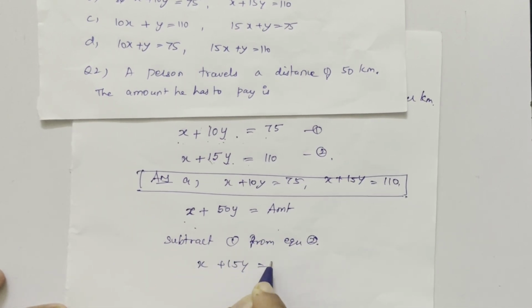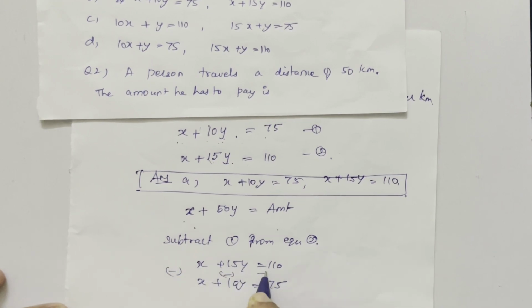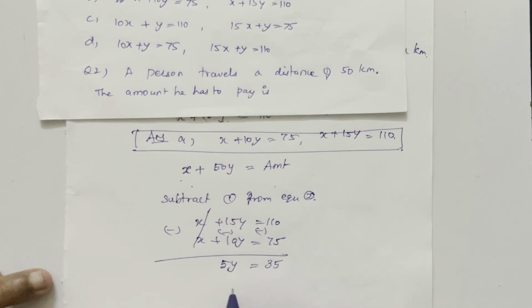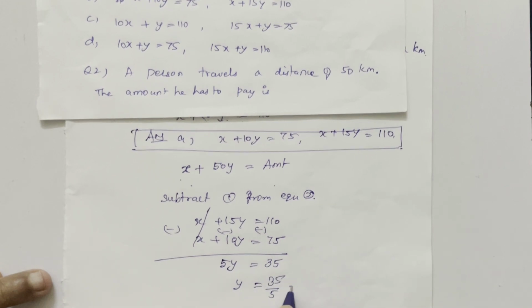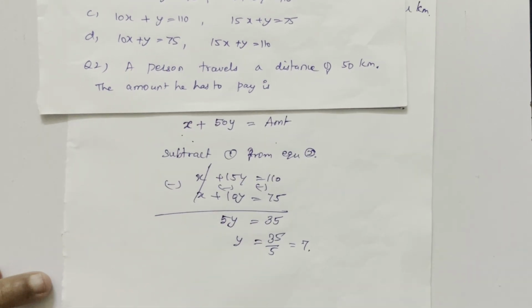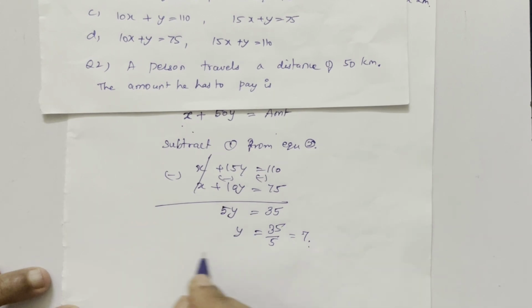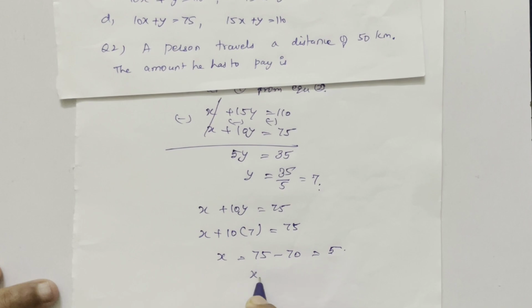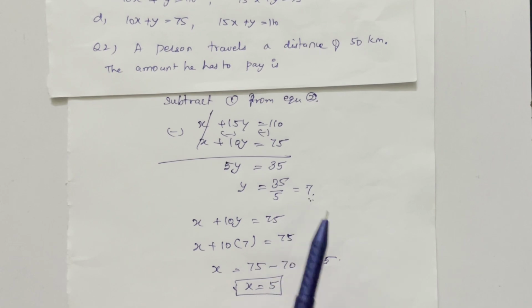X plus 15Y equal to 110. X plus 10Y equal to 75. So Y is 7. The charge per kilometer is 7 rupees. Substitute the value of Y in one of the equations. So X is 5. So the fixed charge is 5 and the rupees per kilometer is 7.